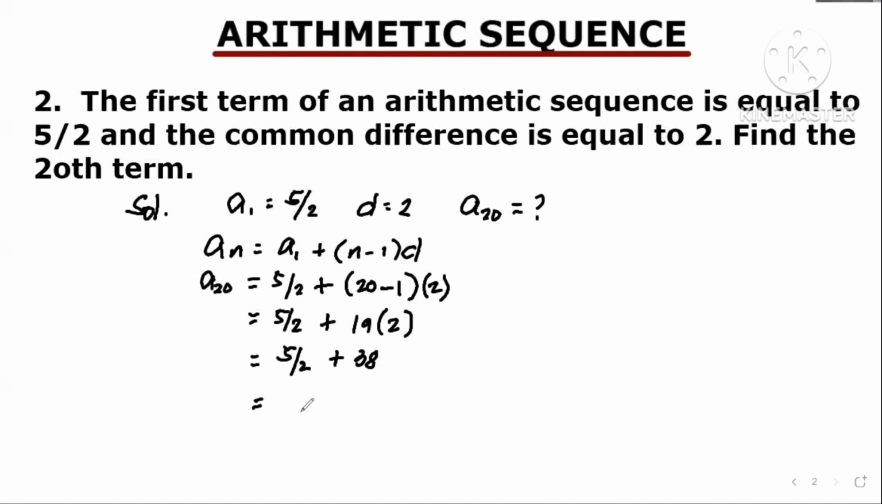How do you add fractions? Just get the LCD. Isa lang naman ang denominator natin. So the LCD is 2. What do you do with the LCD? You divide by the denominator and then multiply with the numerator. So 2 divided by 2 is 1 times 5 is 5. Now, ang denominator ng 38 natin ay 1. 2 divided by 1 is 2 times 38 is 76. So that is equal to 5 plus 76 is 81, so 81 over 2. Thus the 20th term is 81 over 2.